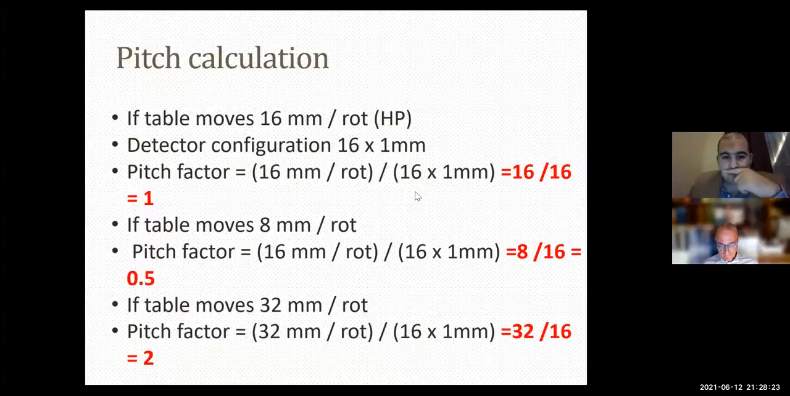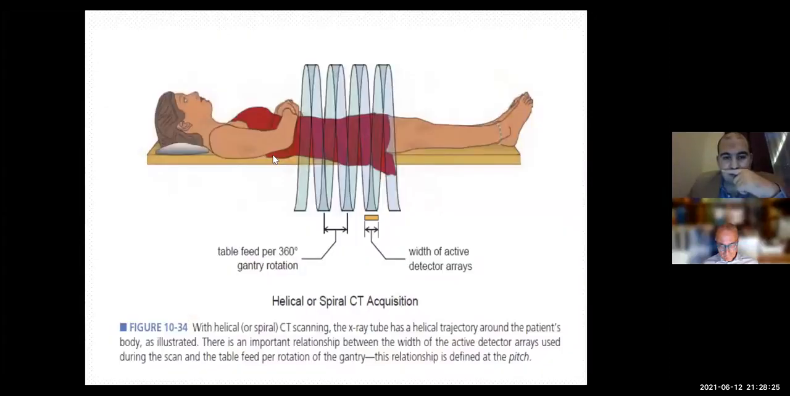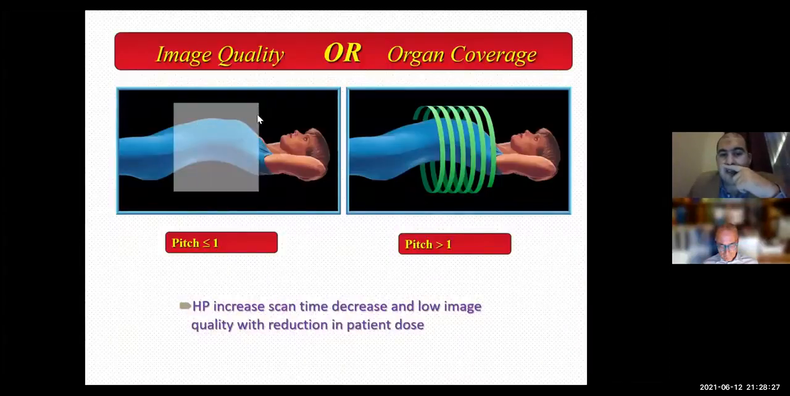That means you will get this image. For pitch factor 1, there is no overlapping of the beams, so you are covering the area very well and with optimum resolution. But if the pitch factor is higher than 1, you are losing here some spatial resolution of the image.